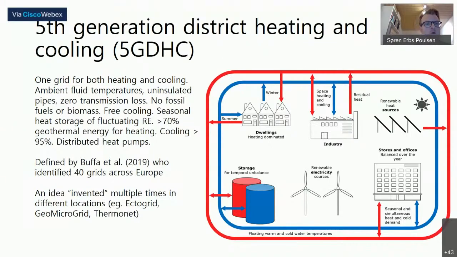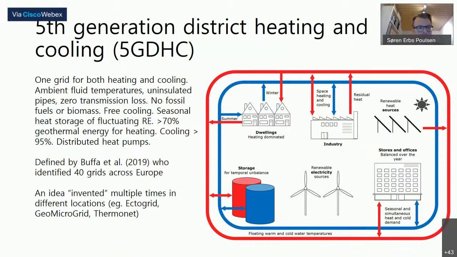And because the ground is cold and we have these low fluid temperatures, we can do free cooling with the grid. And we can use the ground for storing heat that is in excess. This could be waste heat or heat from solar panels, industrial or process heat, but also fluctuating renewables. So with these grids we should be able to achieve at least 70% geothermal energy for heating and cooling, obviously higher because we're doing it without the use of a heat pump. And so we have distributed heat pumps at the consumers.